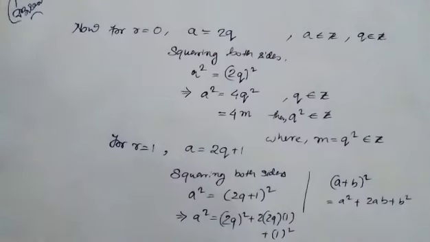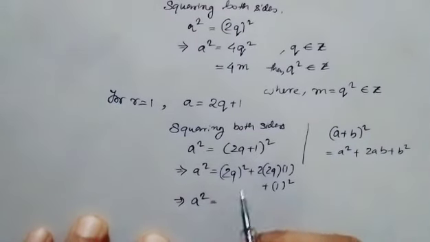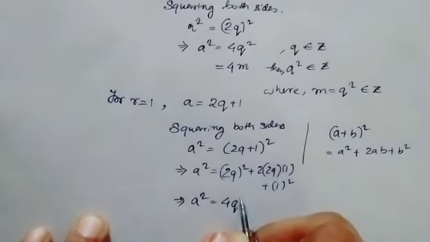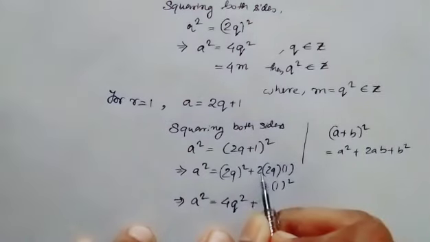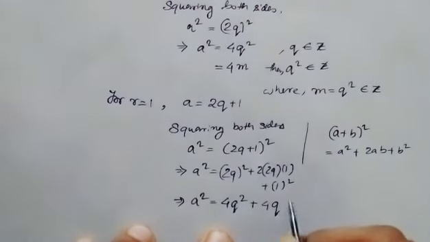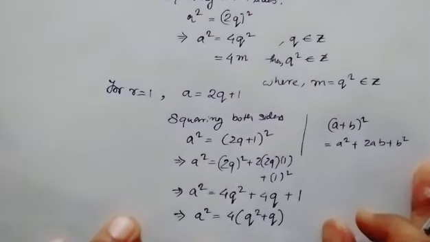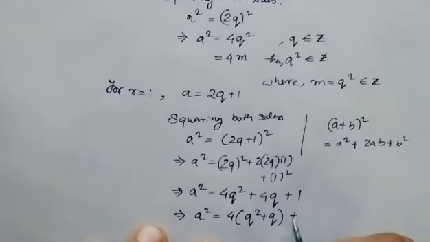So a square is equal to 4q square plus 2 into 2q into 1, which is 4q, plus 1 square, which is 1. We can take 4 common, so a square is equal to 4 times q square plus q, plus 1.